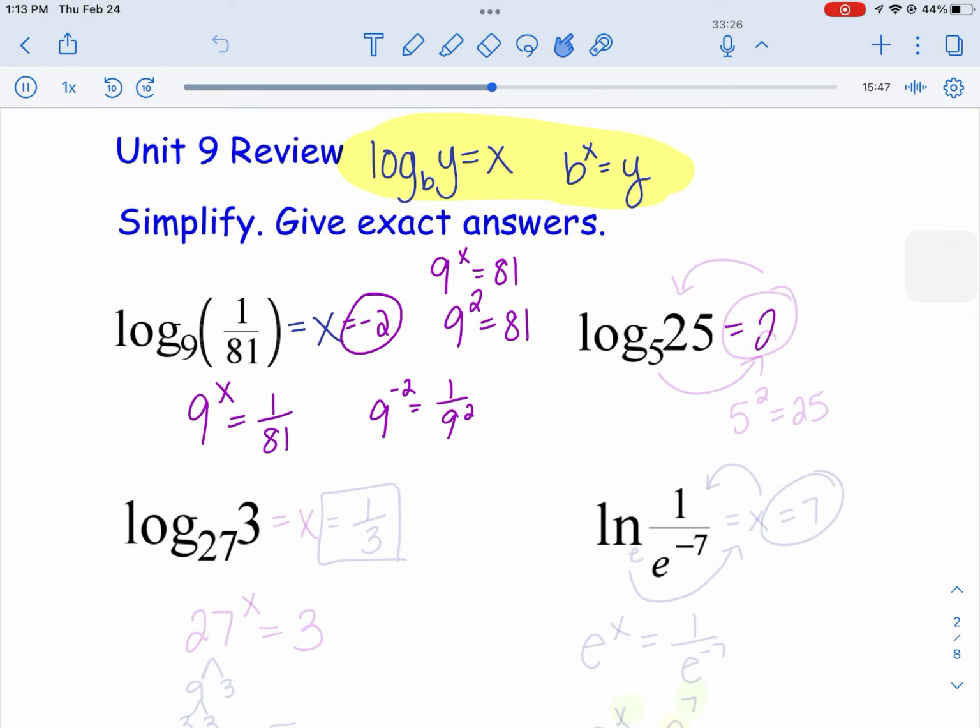This one's equal to 2 because 5 squared is 25. So the base to the answer gives you what's inside.